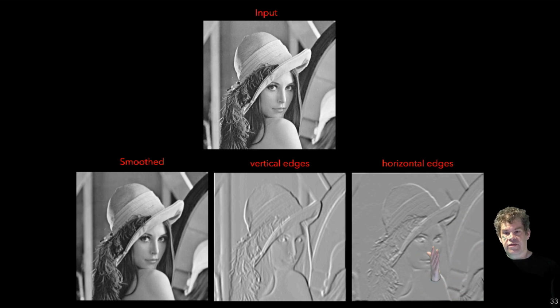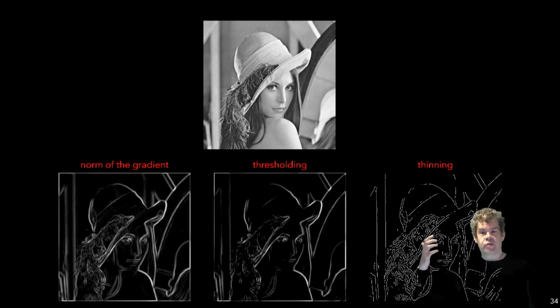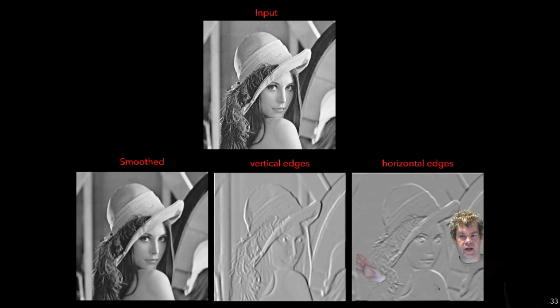So now that I've got these edges, what can we do next? We can compute the norm. So basically I take those values here, the horizontal and vertical derivative, and combine them. So 2 values make up a vector.